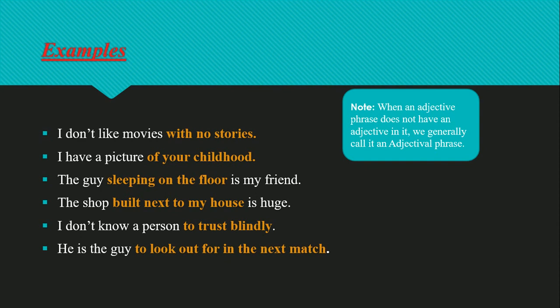Note, when an adjective phrase does not have an adjective in it, we generally call it an adjectival phrase.